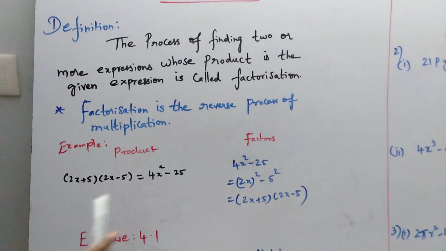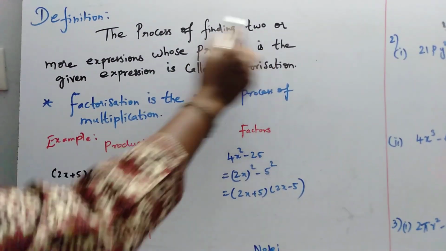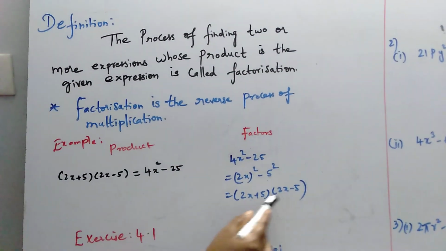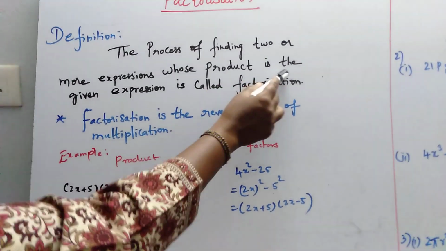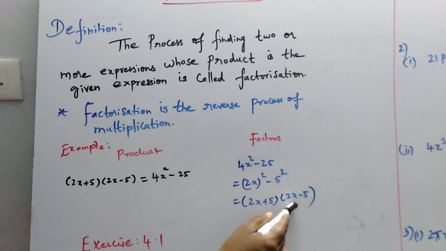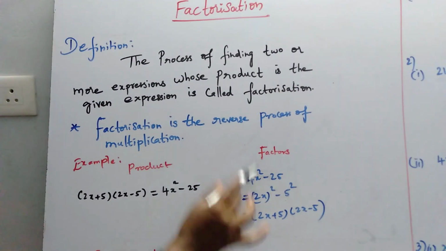For example, see here, these are the factors. The process of finding two or more expressions: we have found two expressions for this question, whose product is the given expression. So if we multiply these, we will get the given expression. So this is what factorization is.